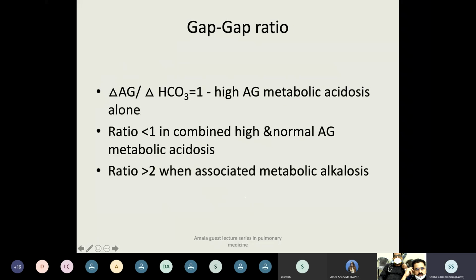Now the gap ratio, that is the difference in the anion gap over the difference in the bicarb, is 1 in high anion gap metabolic acidosis, whereas the ratio is less than 1 in combined high and normal anion gap metabolic acidosis. The ratio will be more than 1 or more than 2 when associated metabolic alkalosis is there.